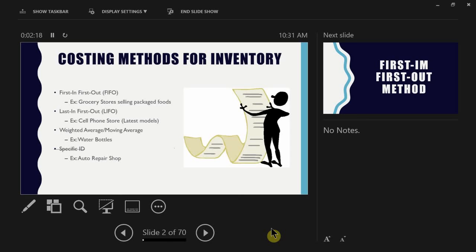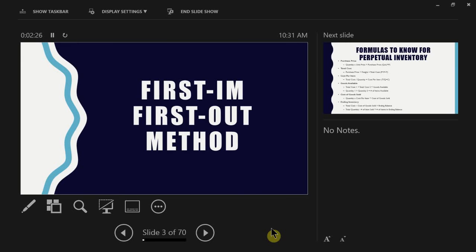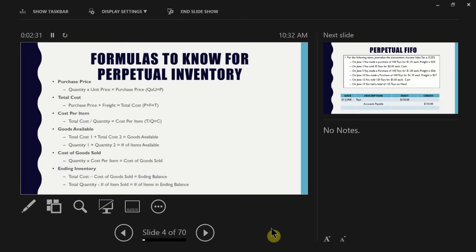And of course, last but not least, specific ID, which we're not going to be looking at in this class, all right? But we're going to be taking a look at the first method, which is the first in, first out method, all right? But this time, we are looking at it from a perpetual standpoint. So in this case, the first three, calculating the purchase price, the total cost, and the cost per item, those three are going to stay the same.